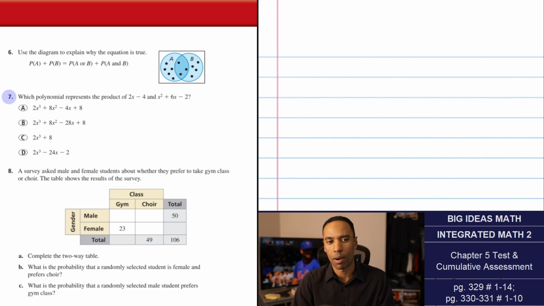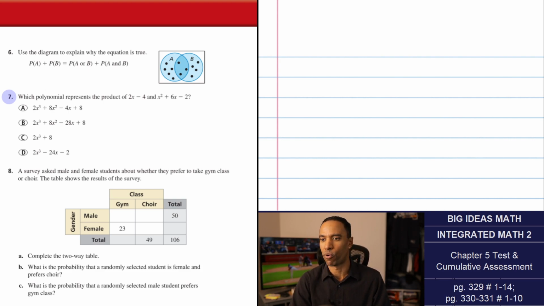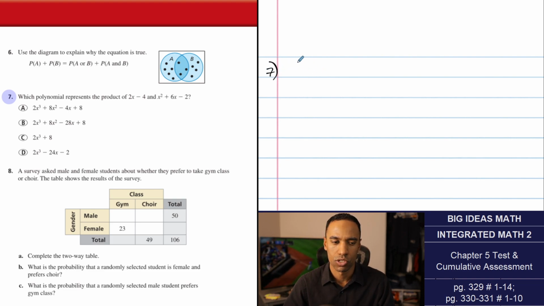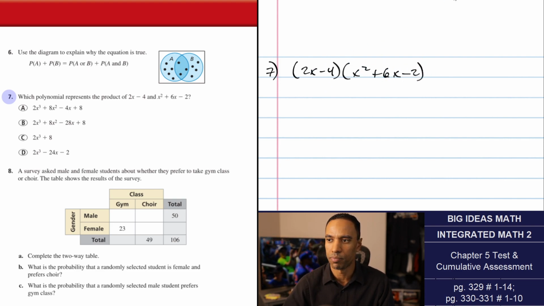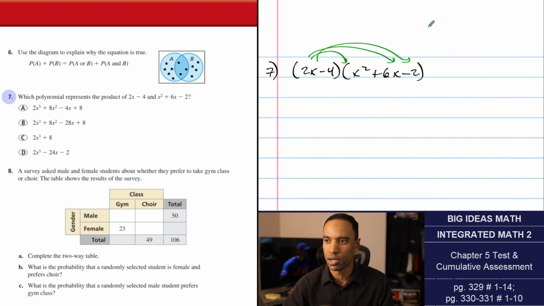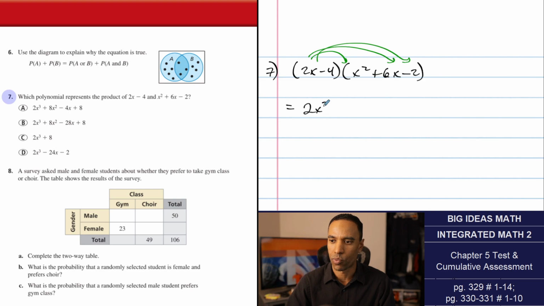Which polynomial represents the product of 2x minus 4 and x squared plus 6x minus 2? So let's check it out. 2x minus 4 times x squared plus 6x minus 2. Let's distribute. We're going to multiply 2x into all 3 of these terms here, and we get 2x cubed, excuse me, 2x cubed plus 12x squared minus 4x.